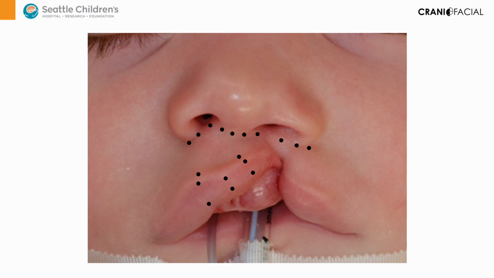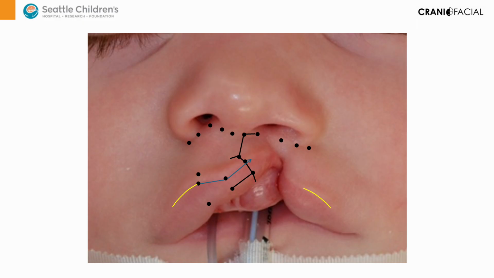From here, it's a simple matter of connecting the dots. Here's the philtral column, the matching non-cleft side philtral column. Here's the incision across the lip, as well as along the nasal sill. And then there are releasing incisions above the cutaneous roll, as well as along the wet-dry junction. We then need to move to the lateral side.